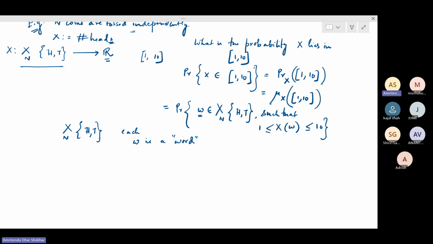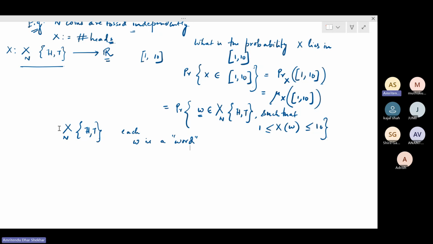So in general, the omegas look like something like this. Someone said the total number of events is 2 to the power n. No, the total number of events is not 2 to the power n. The total number of points is equal to 2 to the power n. The total number of events is the size of the power set of this set.